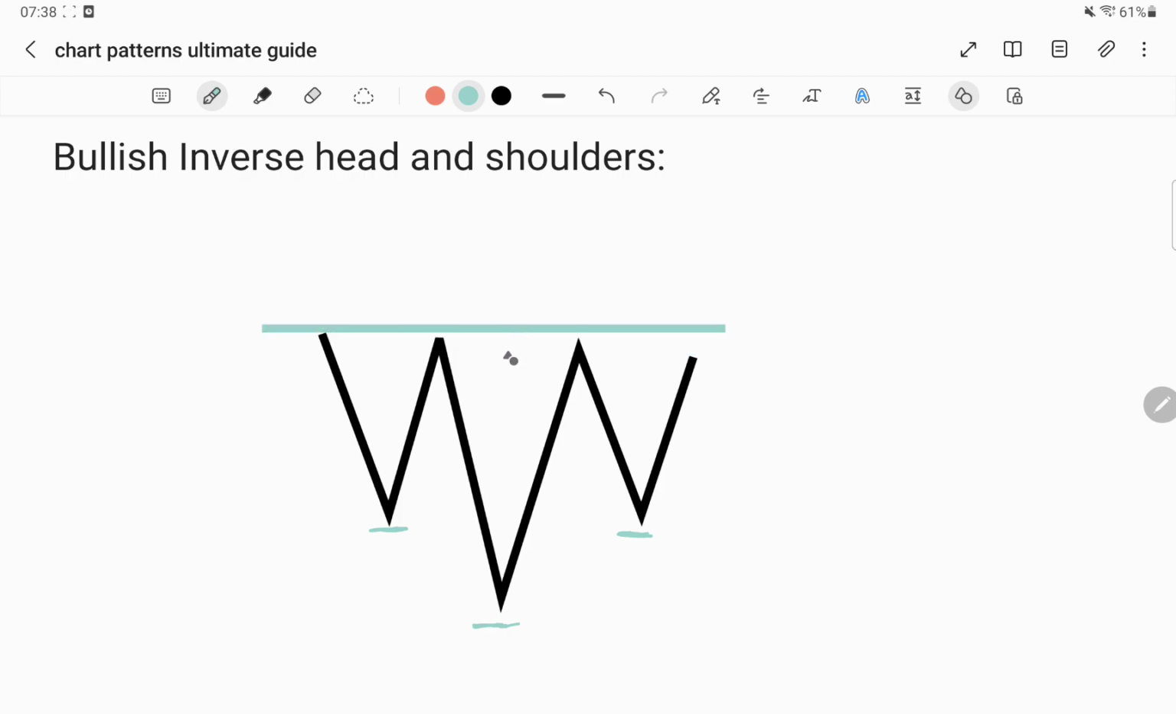You can take a measured move from about here to about there. Let's say that's your measured move, and then you can move that upwards over here. Let's say that's your measured move upwards, give or take. And then that would be your inverse head and shoulders. This one breaks upwards, and the same as always, retest on the neckline, and then go higher.